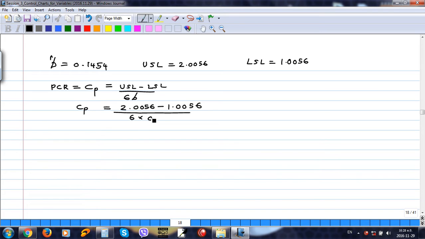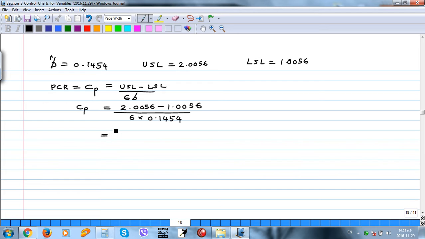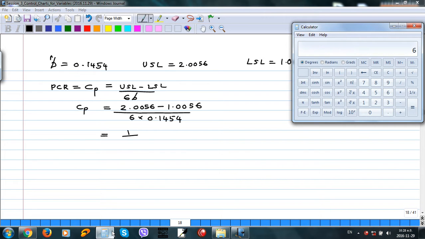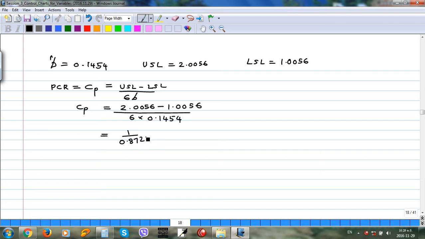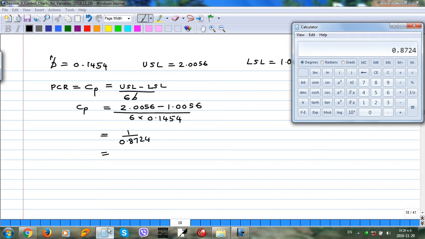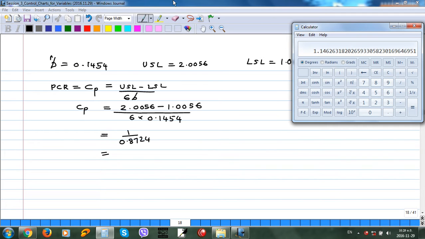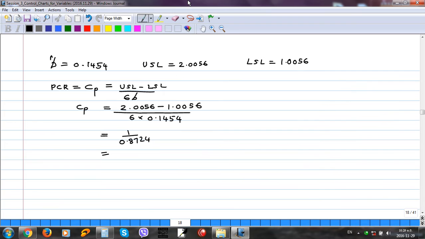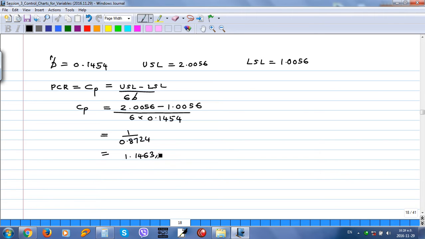Sigma means 0.1454. Then you can find Cp: if you subtract, it comes 1 over 6 times 0.1454, which comes to 1.146, or taking 263, 1.1463. That is the capability ratio Cp.